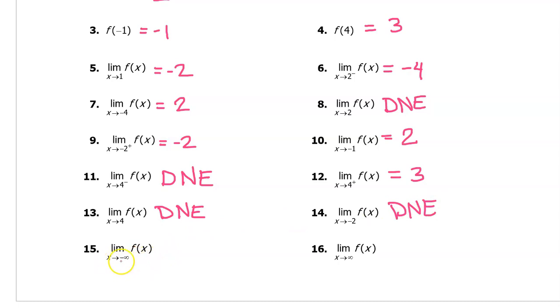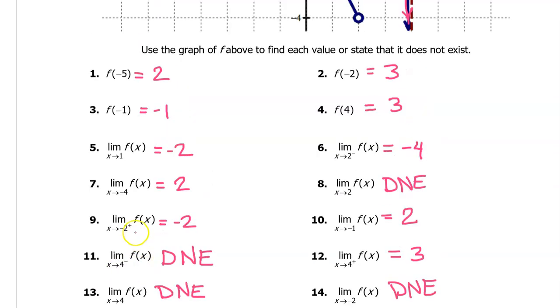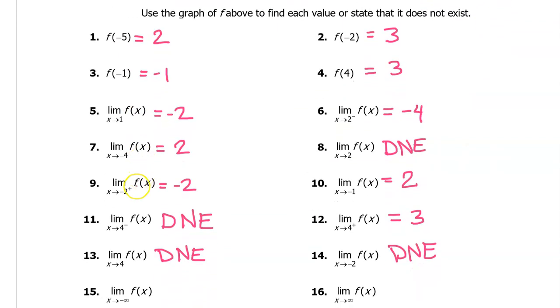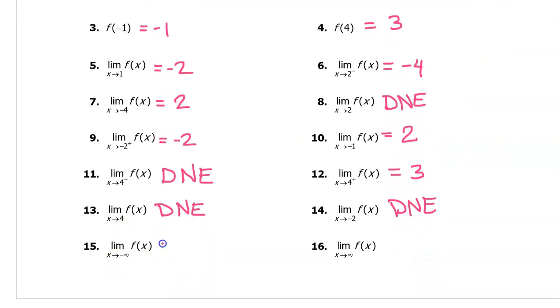Okay, the limit as x approaches -infinity. Well, as x approaches -infinity, the function is doing this. Notice that the function is flat at a value of 2. So it's just going to continue to be 2. So as x approaches negative infinity, the limit is positive 2.